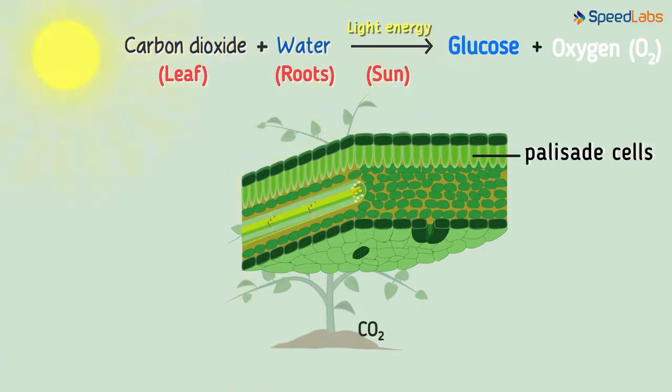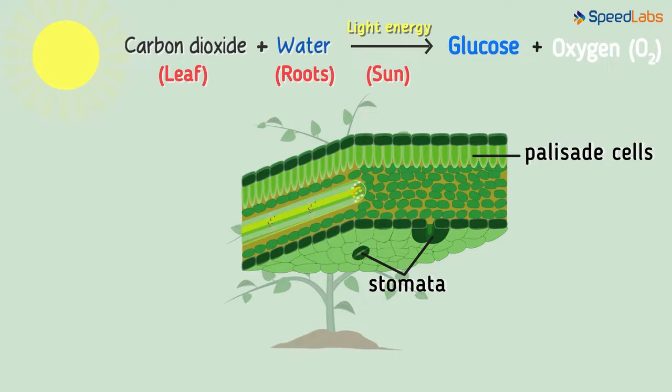What about carbon dioxide? How is that taken in by the leaf? That's where the bottom part of the leaf comes in. There are these tiny openings at the bottom of the leaf called the stomata. Carbon dioxide is diffused into the leaf through the stomata. These stomata are controlled by the C-shaped guard cells around it. They open or close the stomata depending on the requirement.